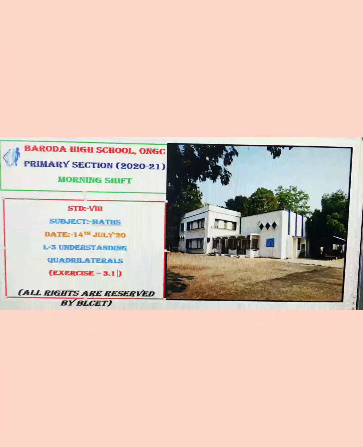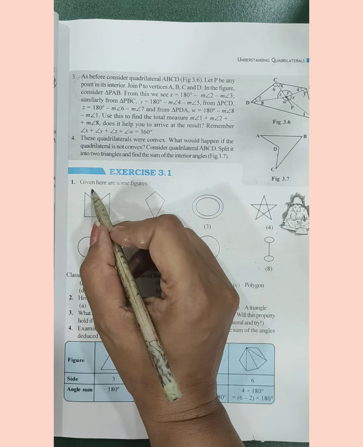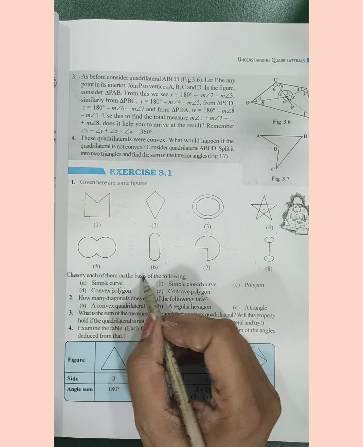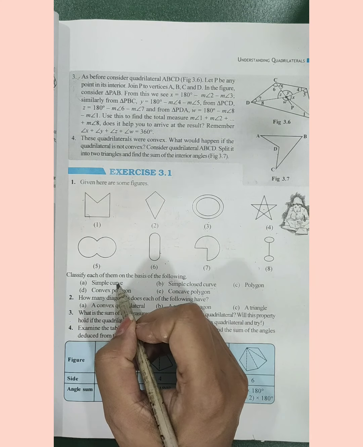Good morning, students. Today we are going to start with exercise 3.1 of lesson number 3, Understanding Quadrilaterals. We start with exercise 3.1. Question 1. Given here are some figures. Classify each of them on the basis of the following. First we start with simple curve.